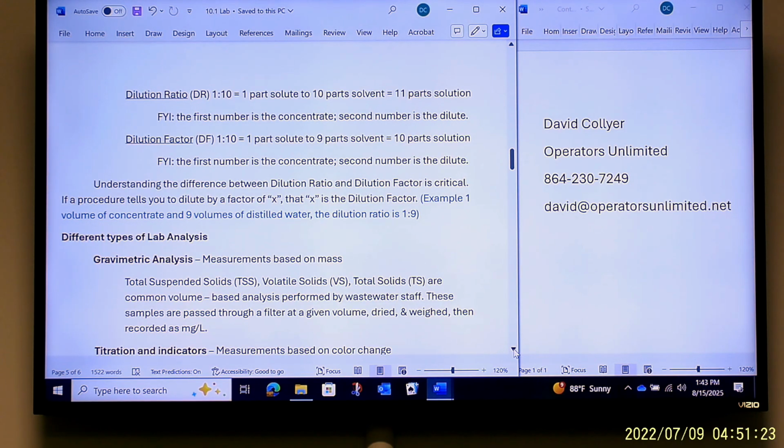Dilution factor, DF, you've got the 1 to 10, that equals 1 part solution to 9 parts solvent equals 10 parts of solution. So this can really make a difference with your math. So you have to understand what are they asking you to do, because it's going to affect how you do your math. Are you using a dilution ratio or a dilution factor?